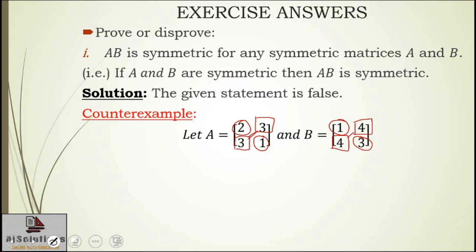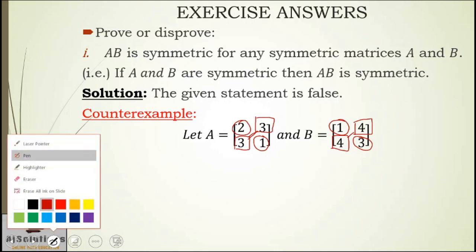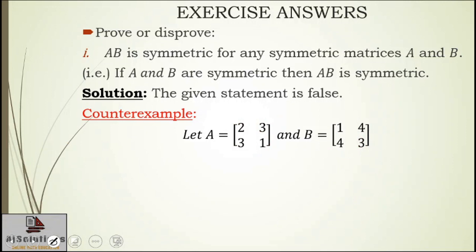Okay, so this A and B are nothing but symmetric matrices, and after that you are going to compute AB, and you can see after computation of AB you are getting this matrix, and this matrix AB is not symmetric. So I have got an example where the matrices A and B are symmetric, but the product AB is not symmetric. So the statement becomes false. Okay.